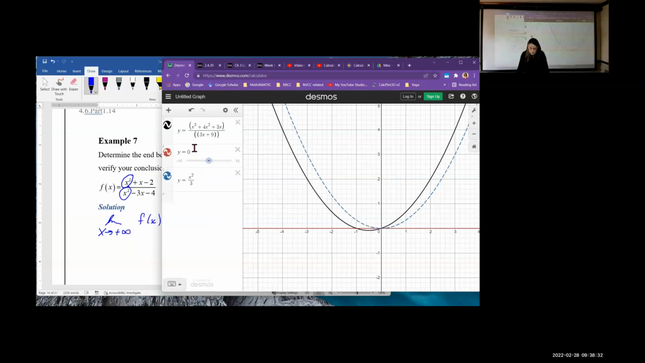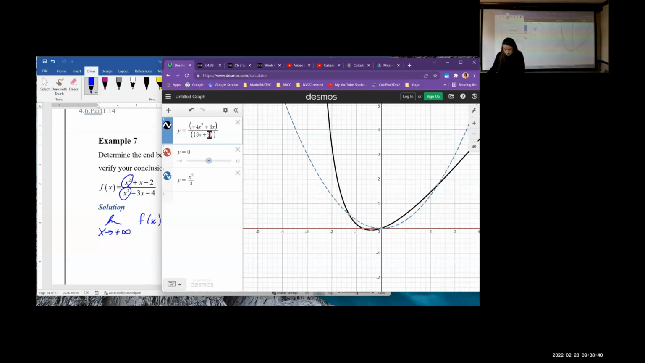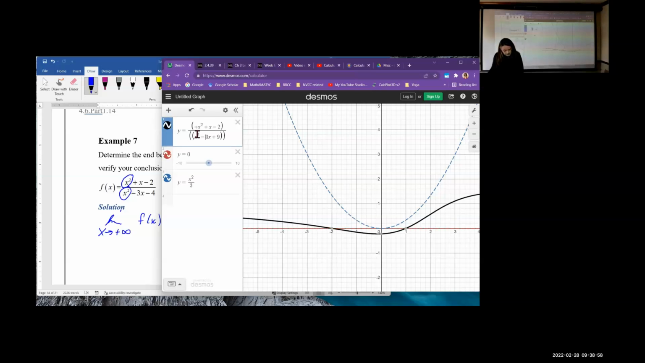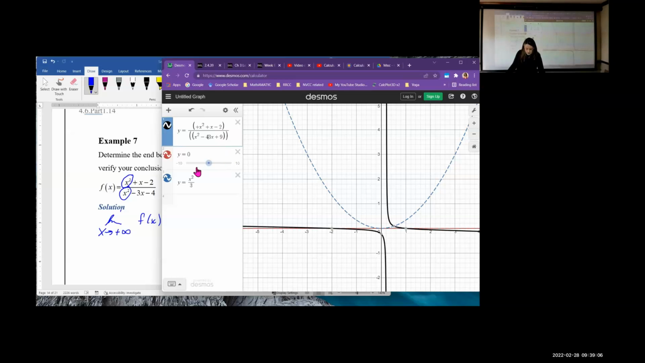All right. So we've got x squared. I guess I could just delete this whole thing. So we've got x squared plus x minus 2 over x squared minus 3x minus 4. Okay. So, and we'll close that one.